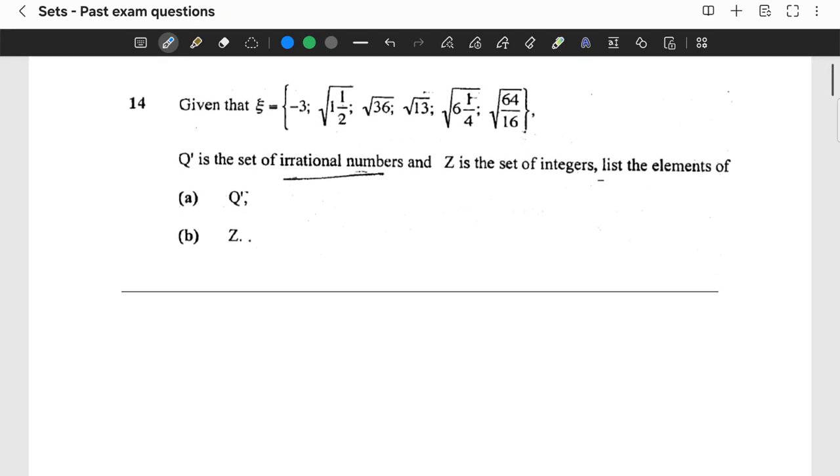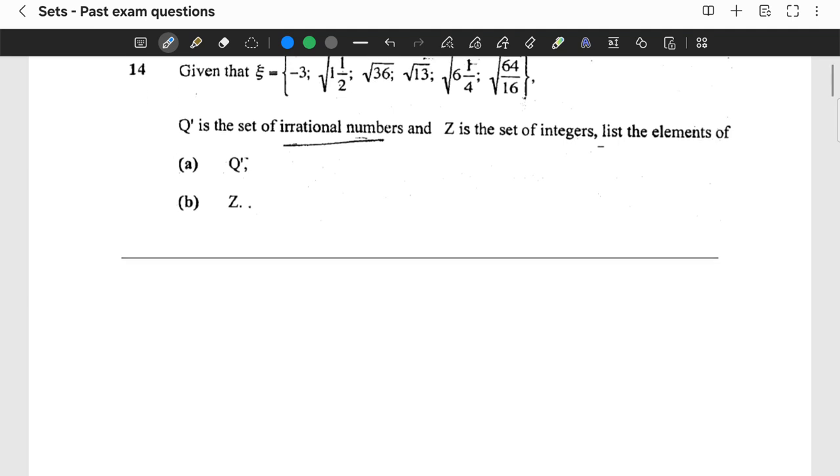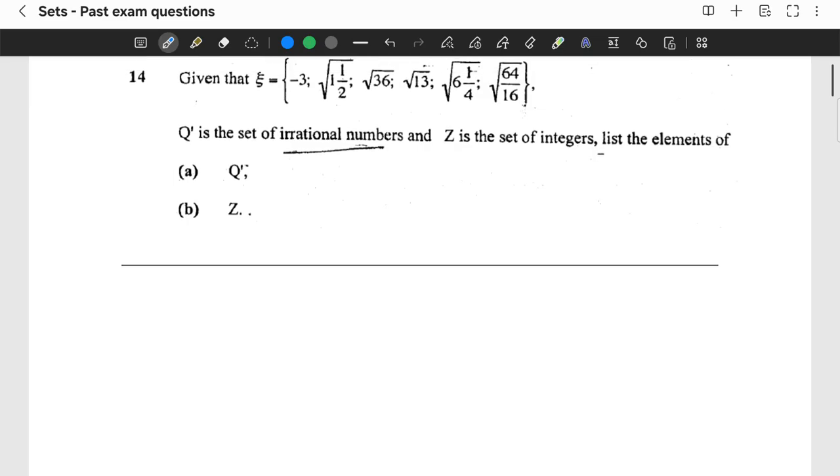So for this first question, we are given that a universal set has -3, square root of 1.5, square root of 36, square root of 13, square root of 6.25, square root of root 64 divided by 16. Q complement is a set of irrational numbers and Z is a set of integers. List the elements of Q complement and Z.